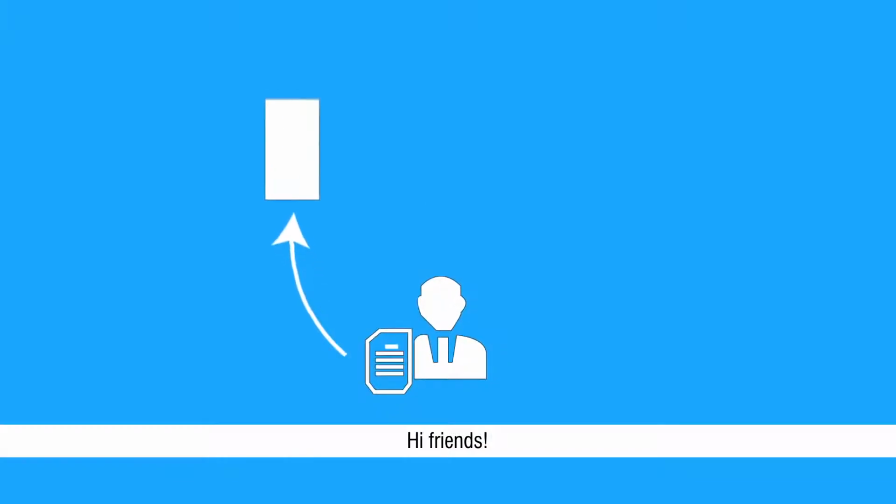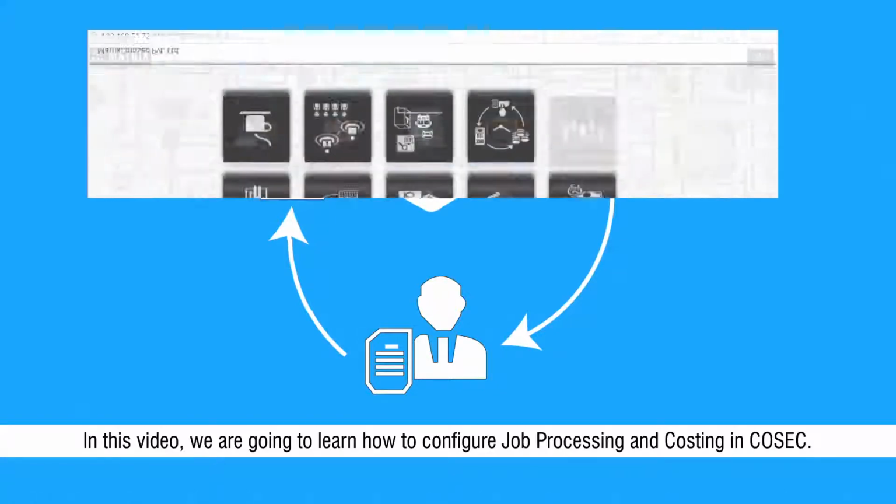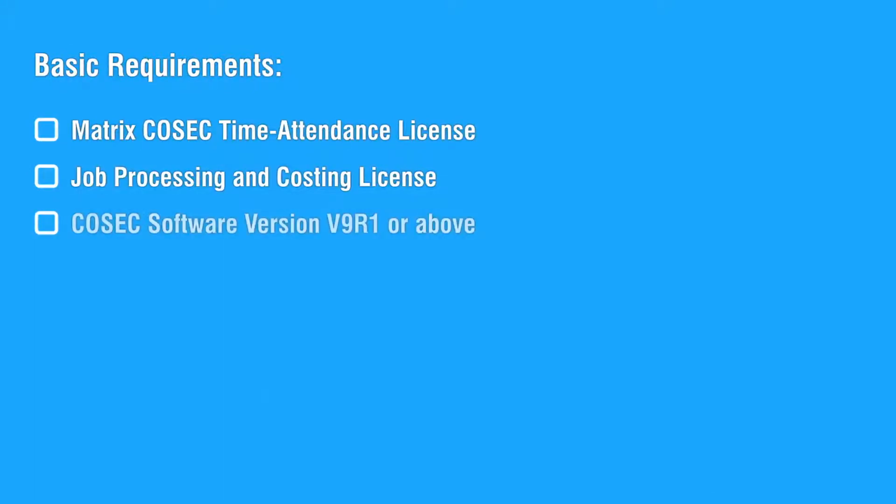Hi friends, in this video, we are going to learn how to configure job processing and costing in COSEC. Basic requirements: Matrix COSEC time attendance license, job processing and costing license, COSEC software version V9R1 or above.